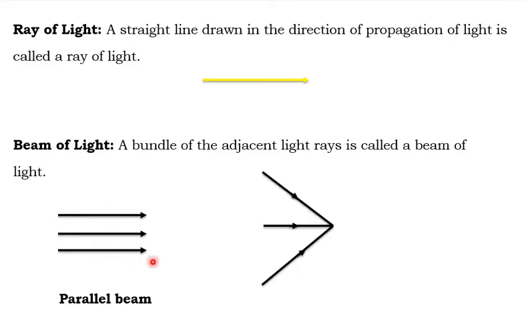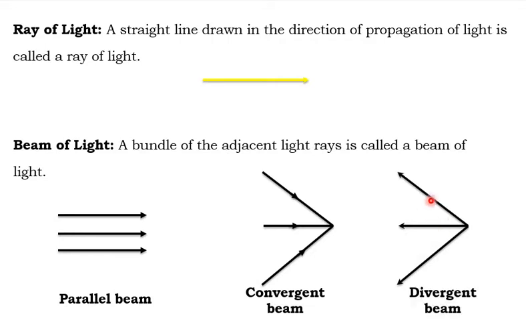Now, these are parallel rays. These are converging rays because they are going to converge at a point. This is a convergent beam. And this beam is a divergent beam. They are moving away from a point.